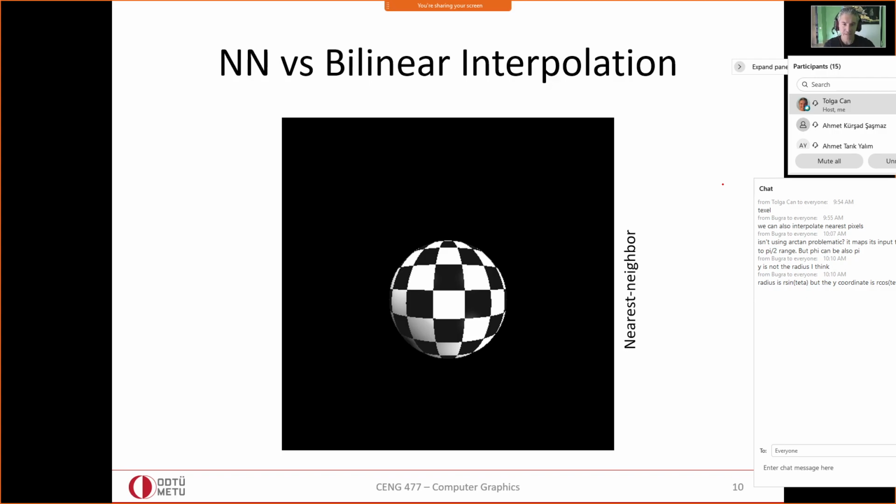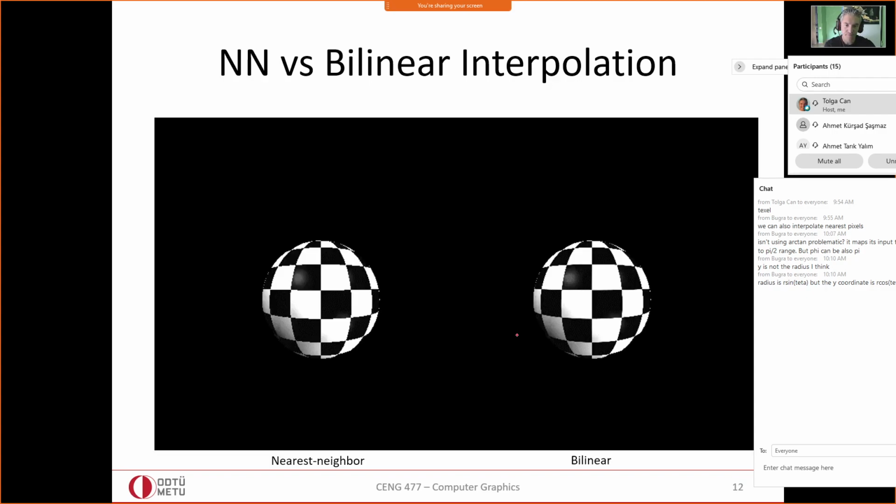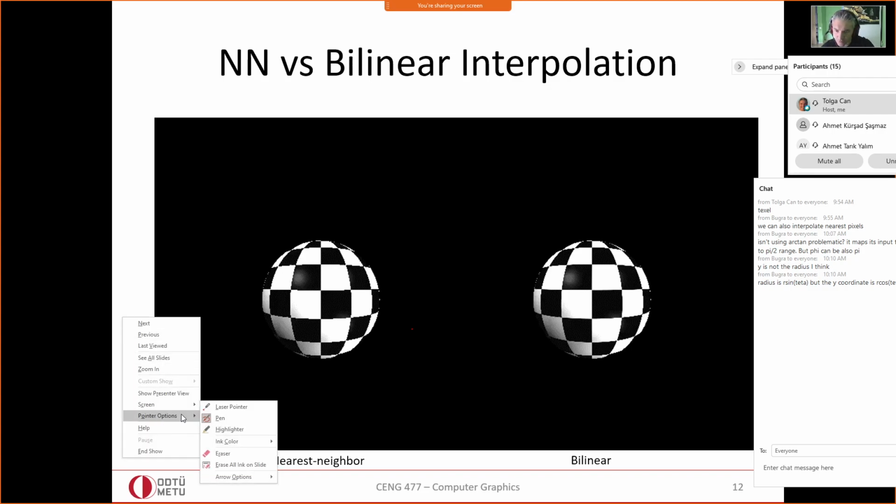This is nearest. There are more zigzags at the edges of this checkerboard pattern. You can see more zigzags in the nearest neighbor method, and in bilinear it's a little bit smoother. And I think this should be a movie here. I can just use pointer options.